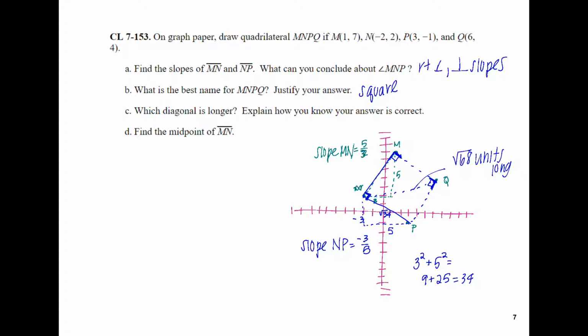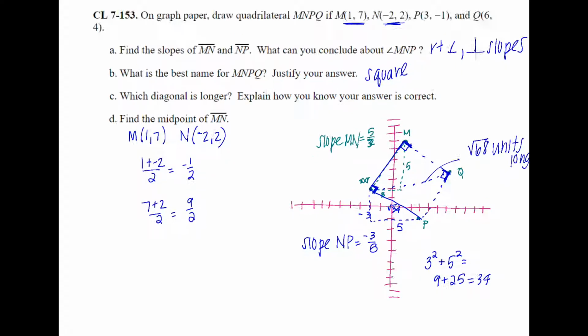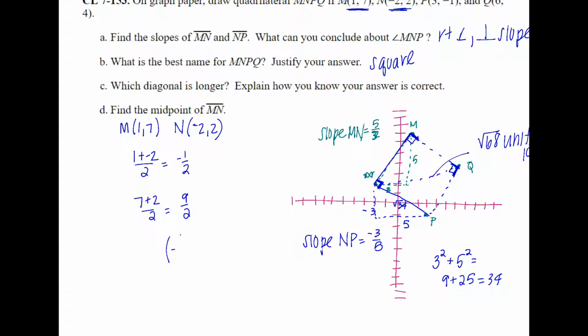Then it asked for the midpoint of line segment MN, and we could simply do that by looking at MN, and M, the ordered pair was 1, 7, N, the ordered pair was negative 2, 2, so 1 plus negative 2 divided by 2 would tell us that the x value of our midpoint is negative 1/2. When we look at 7 plus 2 divided by 2, it would tell us that the y value is 9/2. So the midpoint of MN would be negative 1/2, comma 9/2.